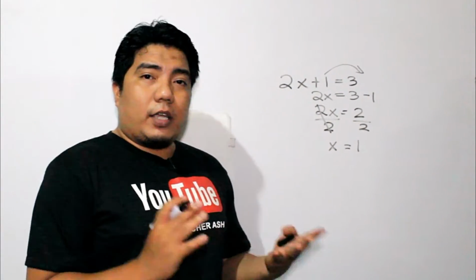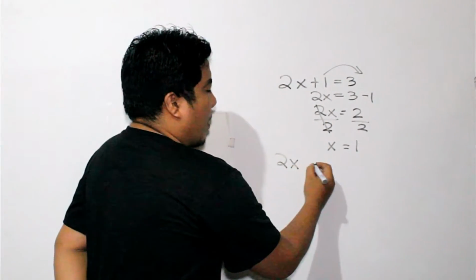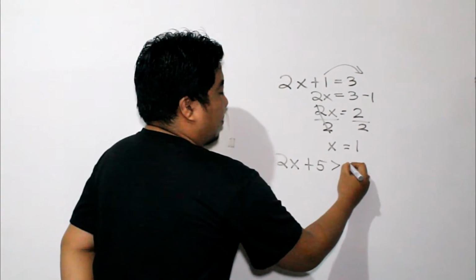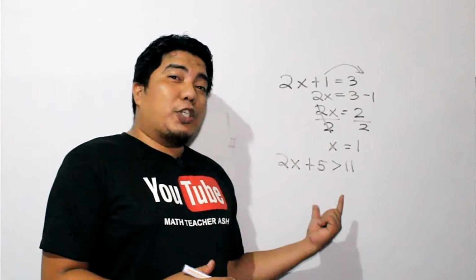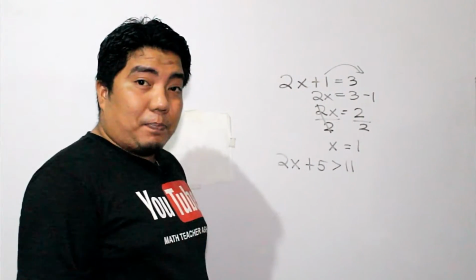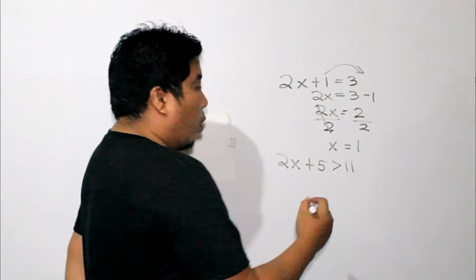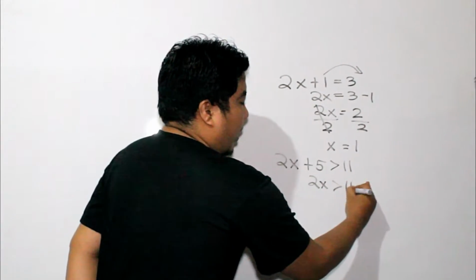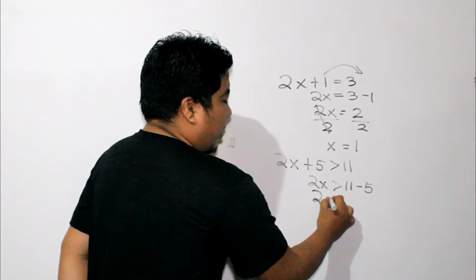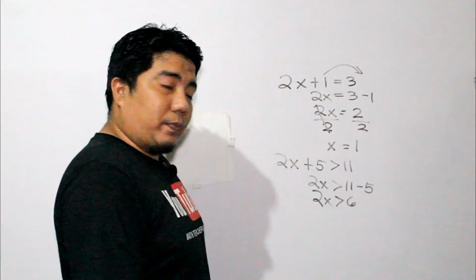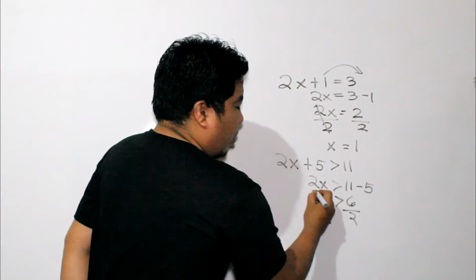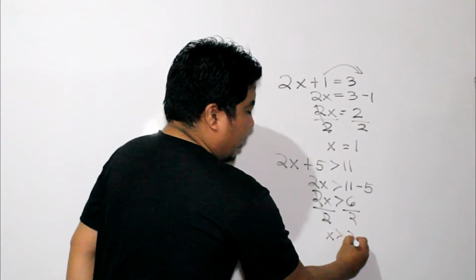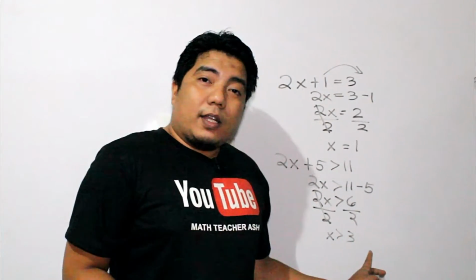Now, how about linear inequality? We have 2x plus 5 is greater than, let's say, 11. So, how do we solve this linear inequality? The same concept as in solving our linear equation: we transpose our constant term to the other side, so giving us 11 minus 5. And then it gives us 2x, so this becomes 6. We divide the whole inequality by 2 to isolate x. So 6 divided by 2 is 3. So x is greater than 3.